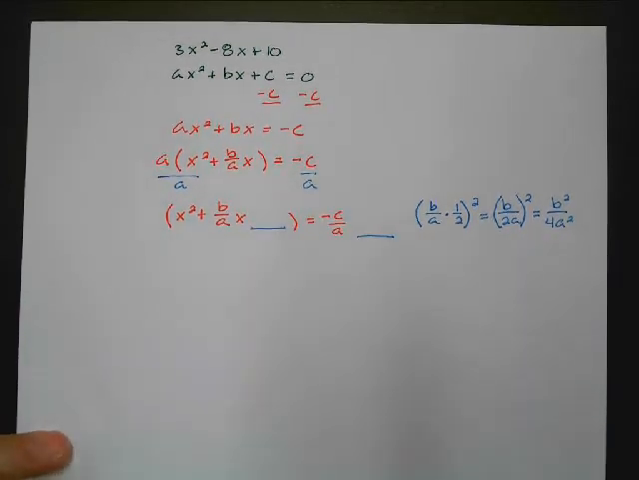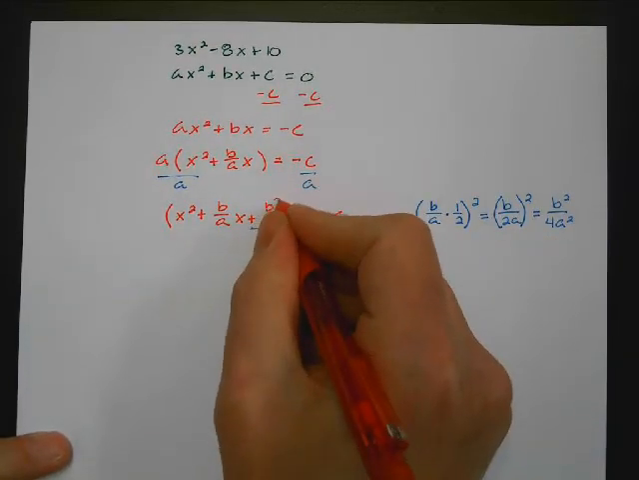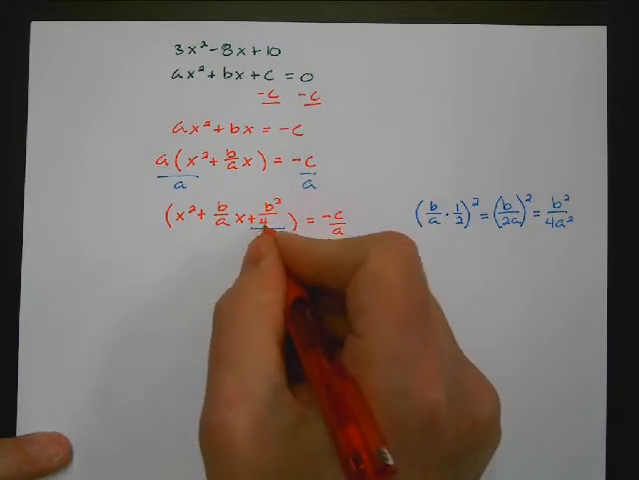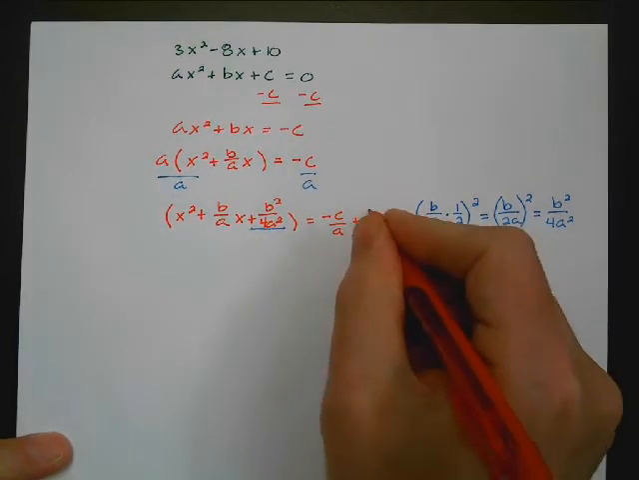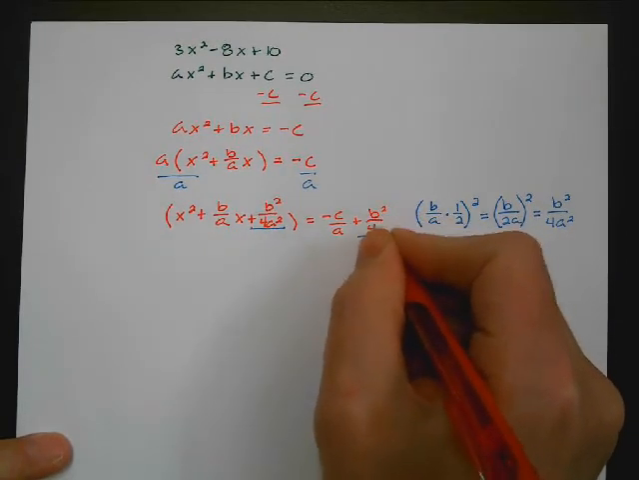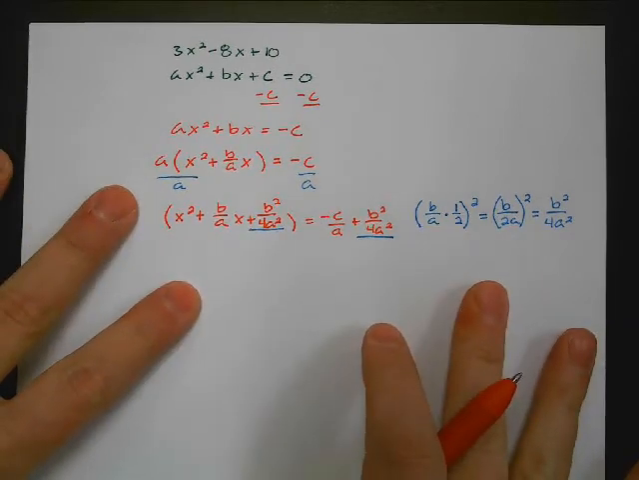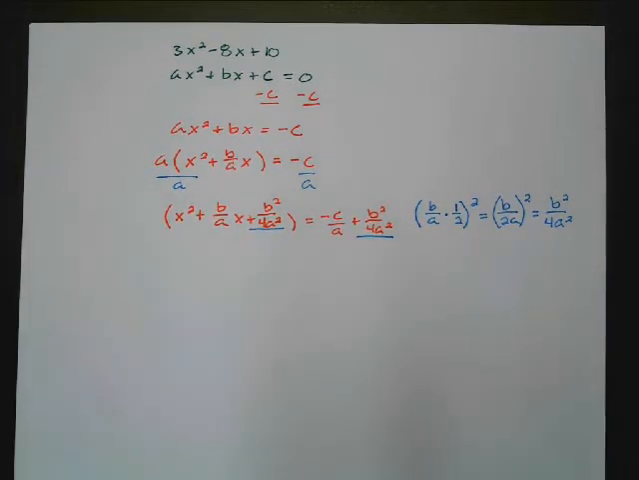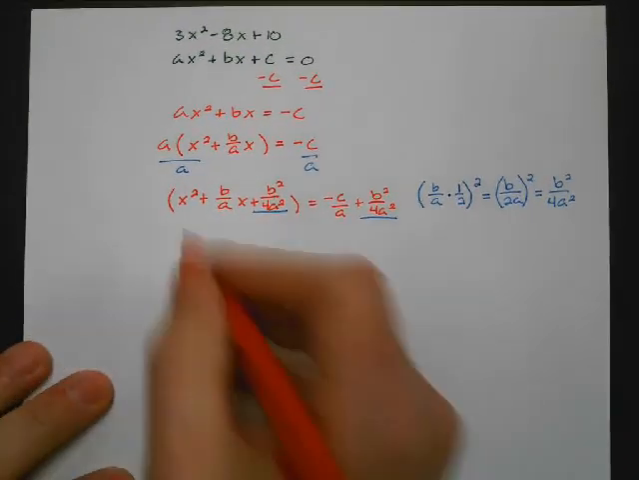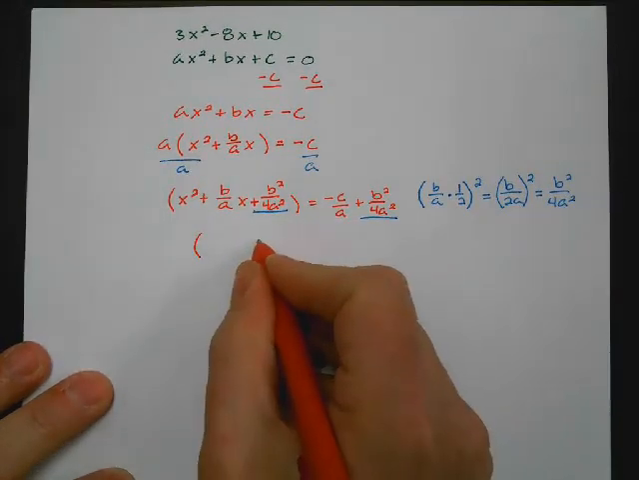So I'm going to add b squared over 4a squared, and on this side, I'm going to add b squared over 4a squared. Whew. Okay, don't worry, it looks bad. It looks real bad. I'm not going to lie to you, but it's going to get better. It's going to get better. All right, so at this point, on this side, I have to make this into a perfect square.